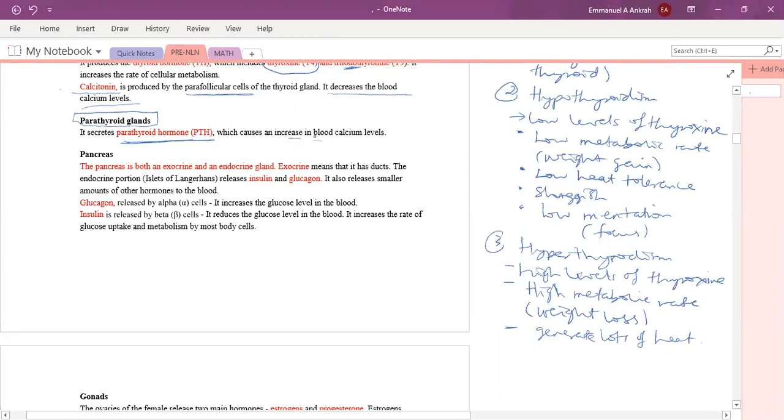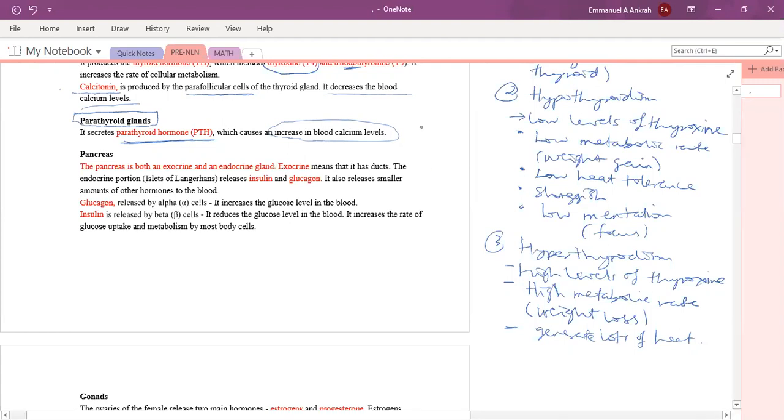So when calcium level goes down, it will cause it to increase in the blood. Remember that the calcium is stored in the bone. So when the level is high in the blood, then calcitonin will be released and it will push the calcium back into the bone, right?